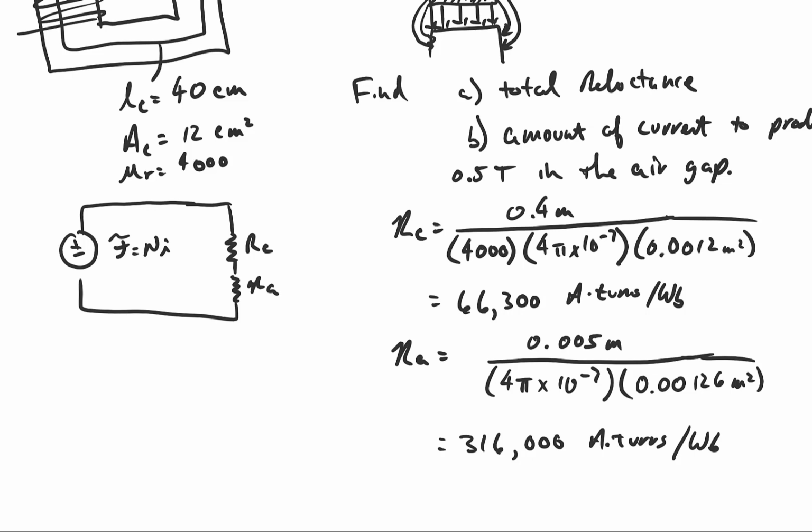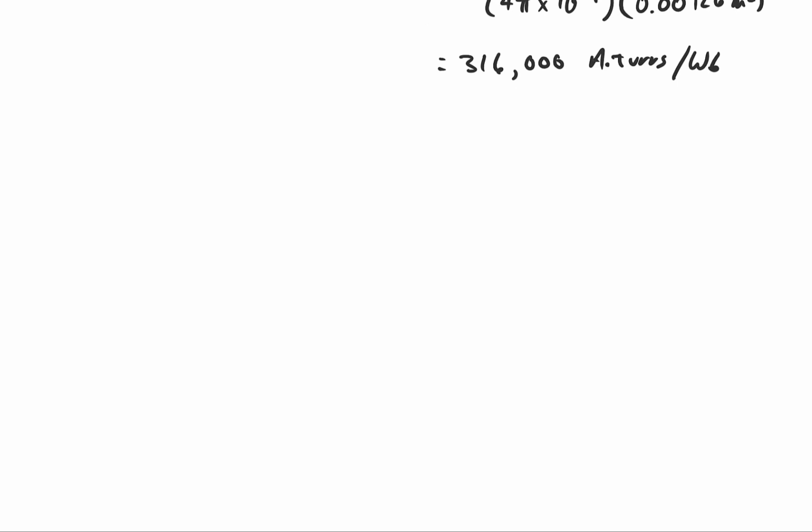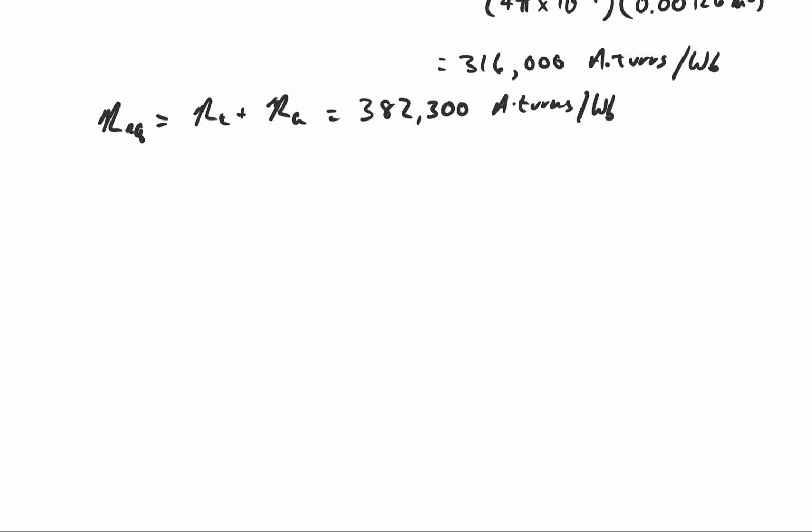Okay, so just like in the last problem, now I can compute the total reluctance. We'll call that R equivalent, equal to R sub C plus R sub A, and that equals 382,300 ampere turns per Weber. And that's part A, the total reluctance.